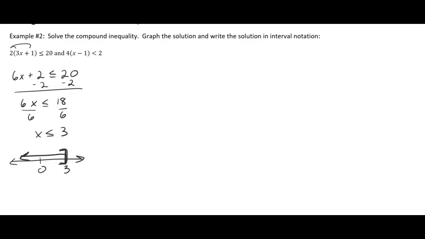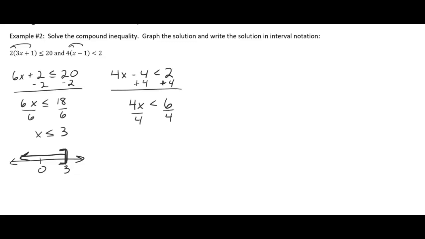Okay? Now we're going to do the other statement. So I'll distribute the 4. 4x minus 4 is less than 2. So let me add 4 to both sides. And I get 4x is less than 6.